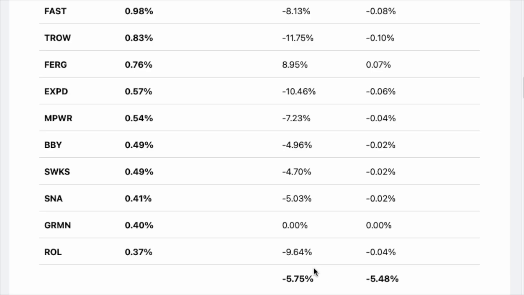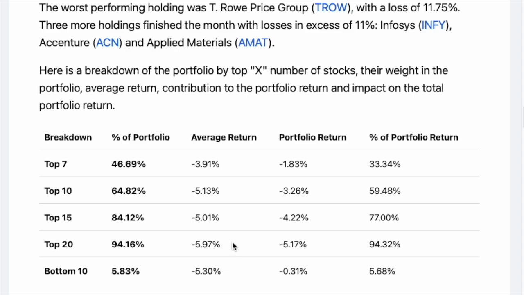The average return for all 30 holdings in December was minus 5.75%, and the portfolio return, based on my target asset allocation, was minus 5.48%. So yet again, we see a favorable return from my target allocation compared to an equal weight target allocation. If we break up the portfolio by top X number of stocks, we can see what impact the strategic target allocation has on the portfolio.